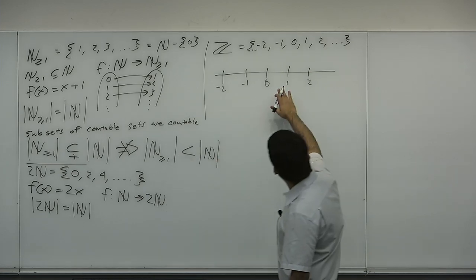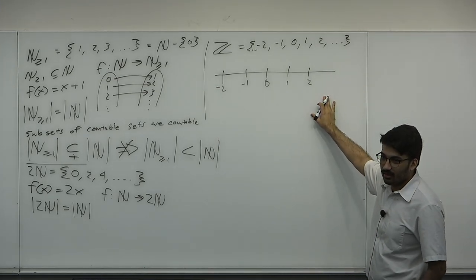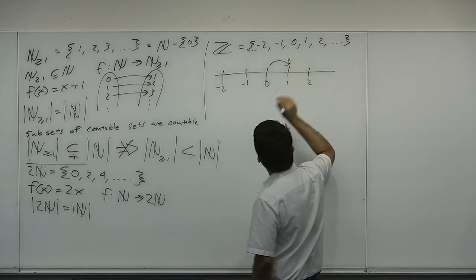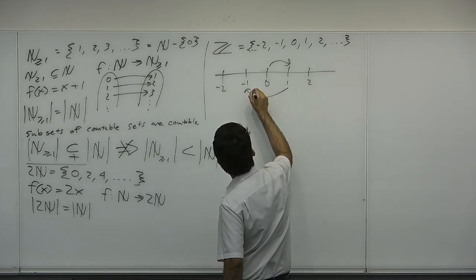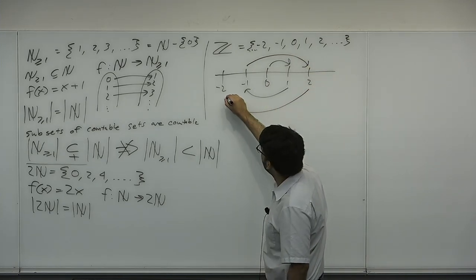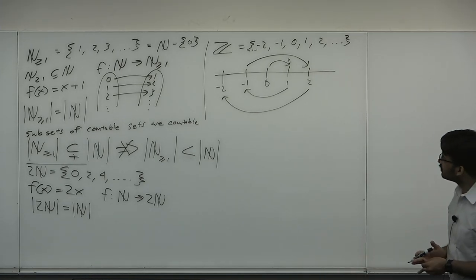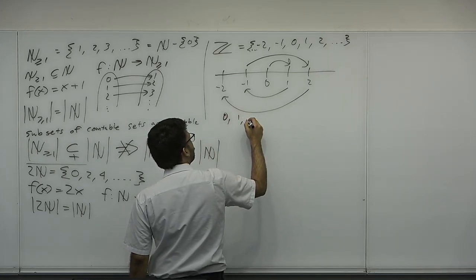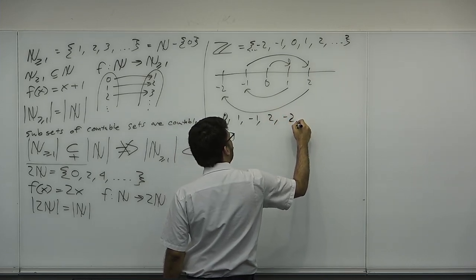So I said that if you try to list the positives first and then try to go list the negatives, you'll run out. What you're going to do is dovetail it. So you're going to go 0 is going to go to 1. And then instead of going to 2, you're actually going to go to negative 1. And then from negative 1, you're going to go to 2. From 2, you're going to go to negative 2, and so on. That is certainly a way to order the numbers. It's going to be 0, 1, negative 1, 2, negative 2, so on, right?